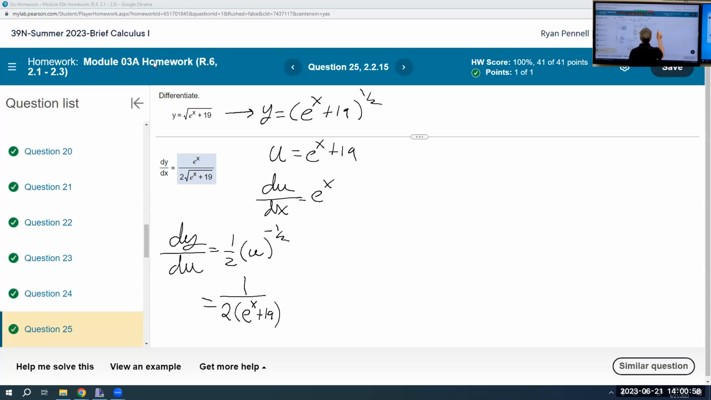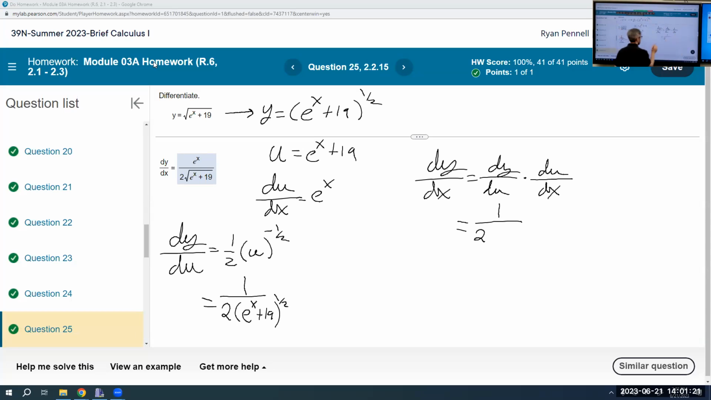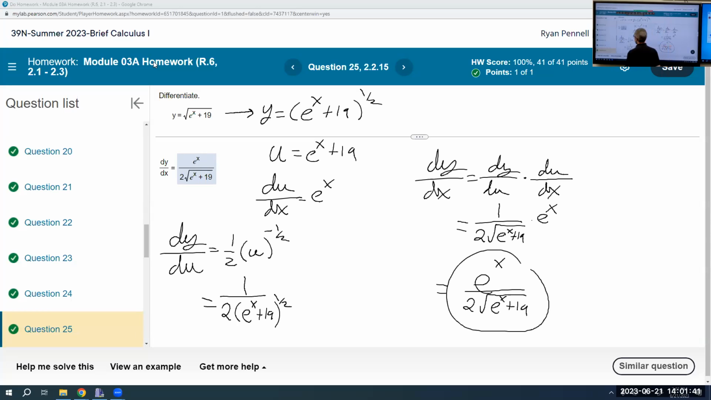So I just need to put my pieces together. So dy dx equals dy du times du dx. dy du is 1/2 over the square root of e to the x plus 19, times e to the x. That's the idea.